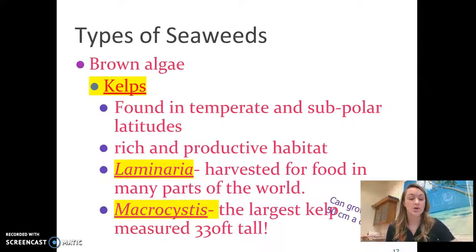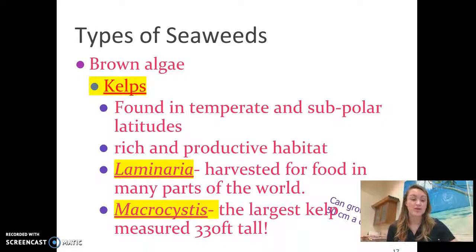Macrocystis is actually the largest kelp and is measured at the maximum at 330 feet tall. So you can imagine the size of this particular kelp in the forest. And some of these kelps will actually lay across the ocean floor in more shallow areas. And a few of them actually will reach the entire span of the 330 feet tall.